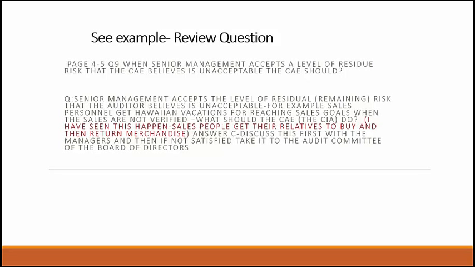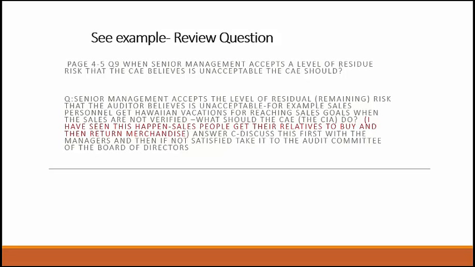So we have this example: sales personnel get Hawaiian vacations for reaching sales goals, and the problem is that sales are not verified. So what should we do as a CIA, or the CAE? And the answer is that we need to talk to management. We need to help them understand what the problem is and why this lack of internal controls becomes problematic.